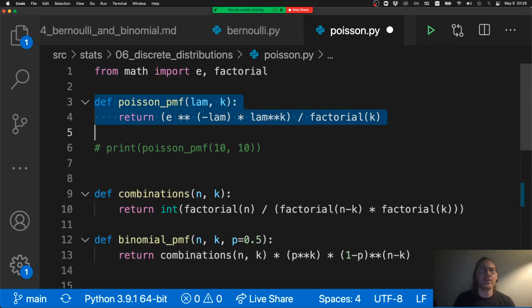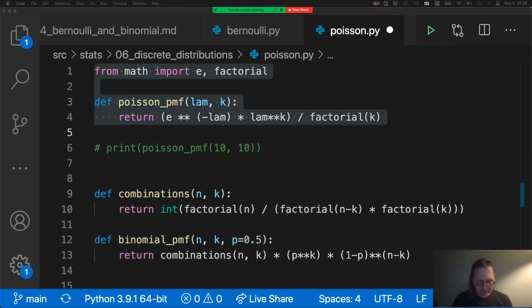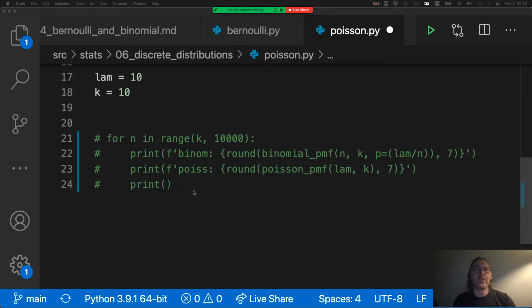Also, I don't know that I shared this, but I saw working functions in the Slack, so if anybody didn't get the Poisson PMF, there's something in the Slack that works.